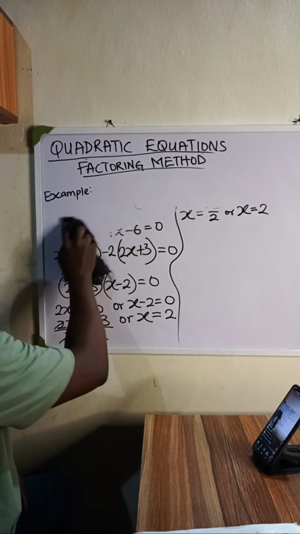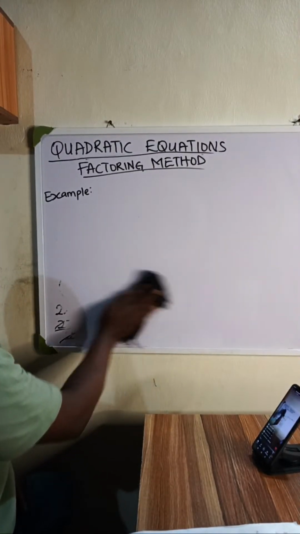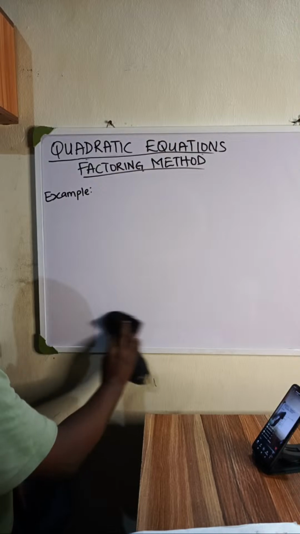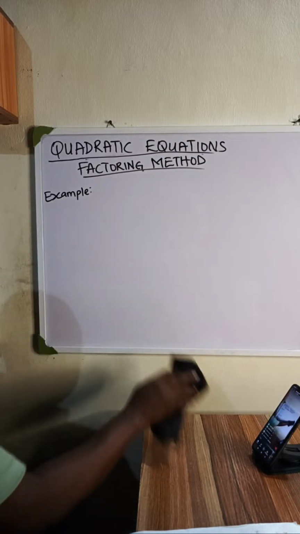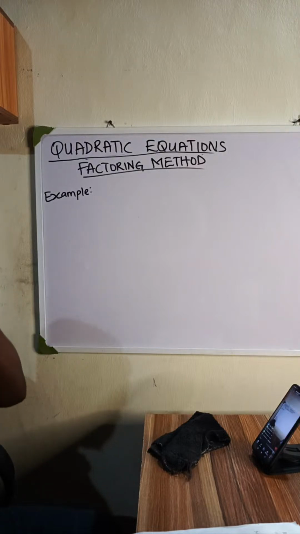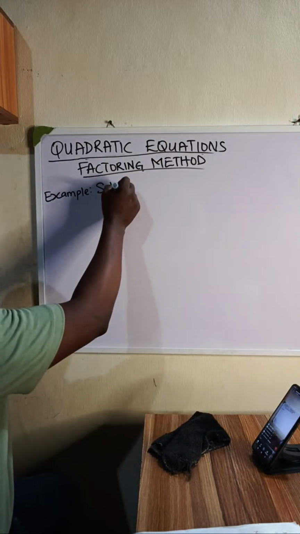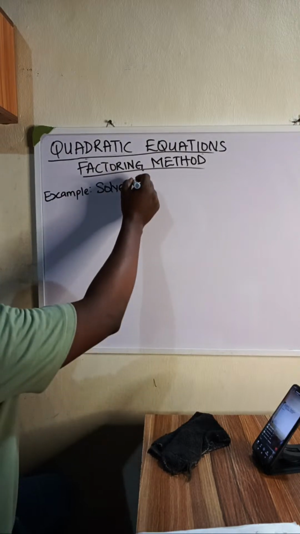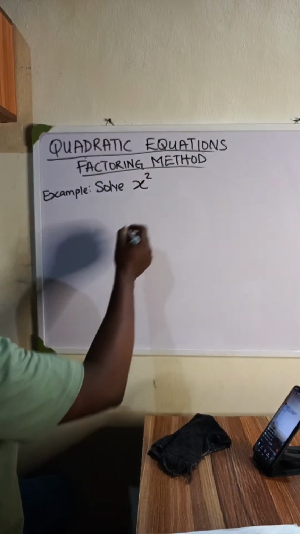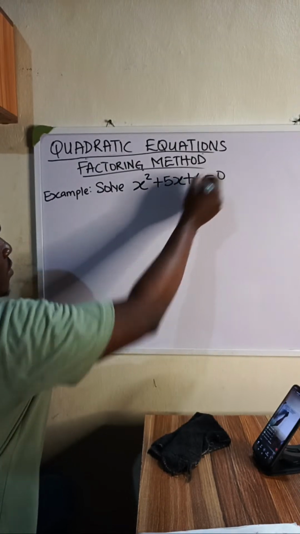So we're solving one more example for today. So we have solved x squared plus 5x plus 6 is equal to 0. X squared plus 5x plus 6 is equal to 0.